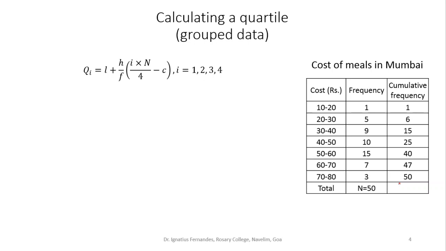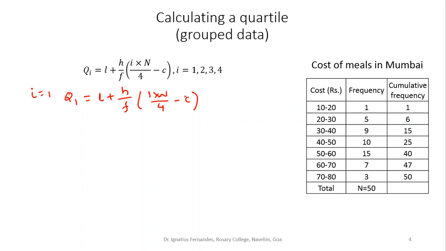Now let us go for the grouped data. The data is the cost of meals in Mumbai, which you have been working with so far. So I want to find out the 3 quartiles, say Q1, Q2 and Q3. Now this is the formula that I have here. In case I want to find Q1, I'll have to put I equal to 1. So Q1 will be equal to L plus H upon F into (I is 1) into N upon 4 minus C.